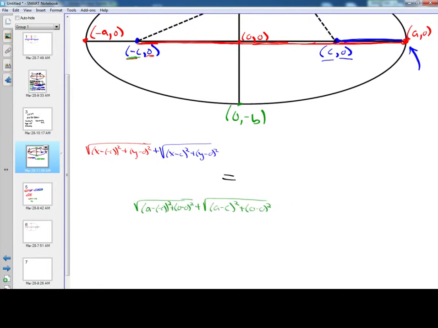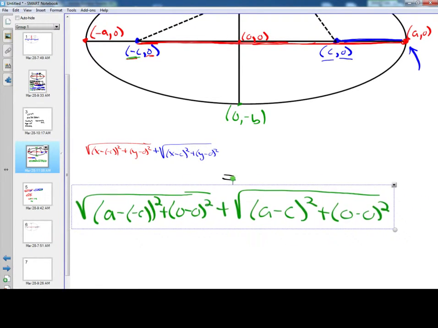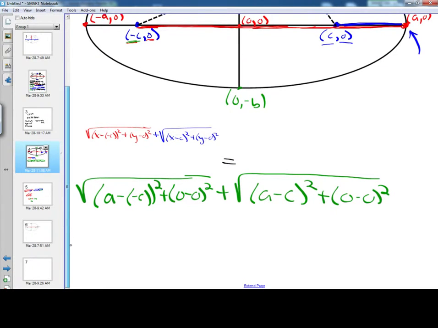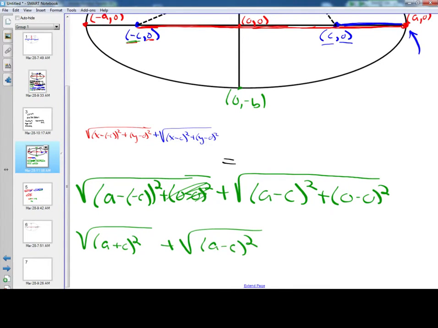So let's start by cleaning this piece up. Let's make that nice and big again. So let's see what happens here, okay? I was using green. On the left side, this is just a plus c quantity squared, correct? Because do I have to worry about 0 minus 0 quantity squared? No. And I'm going to add that to the square root of a minus c quantity squared, because 0 minus 0 squared again is just 0.